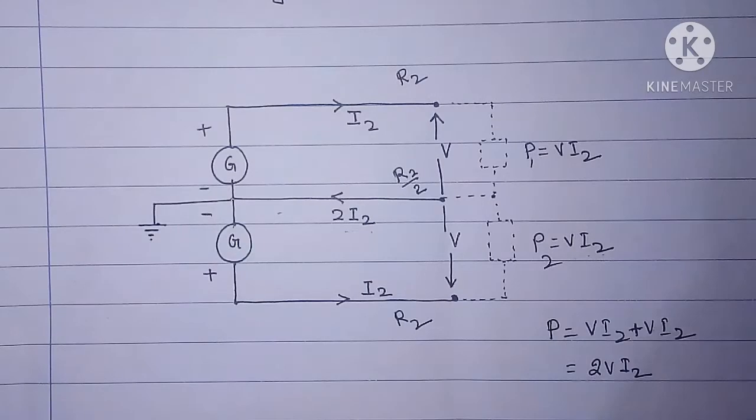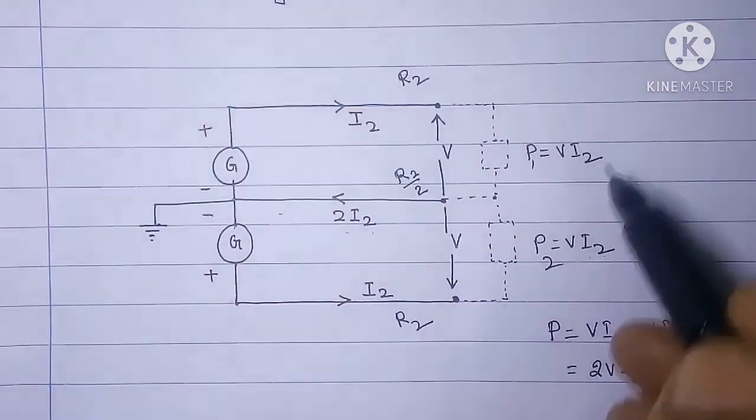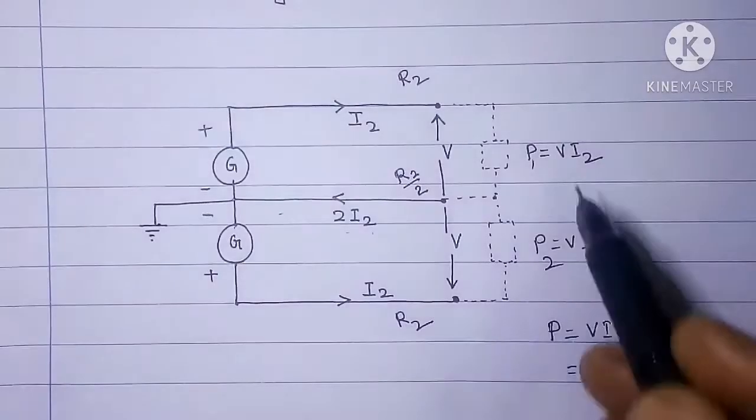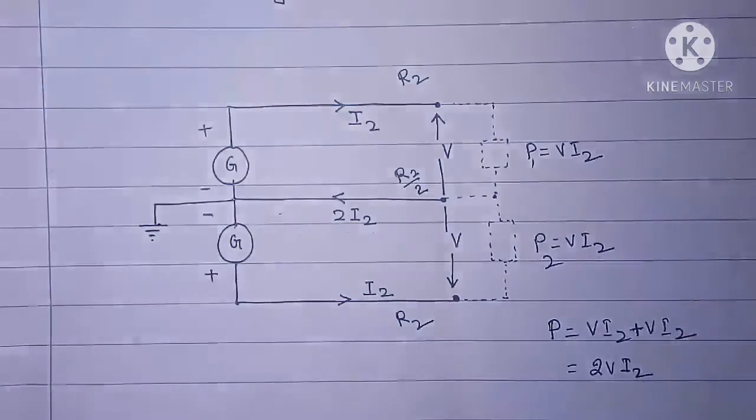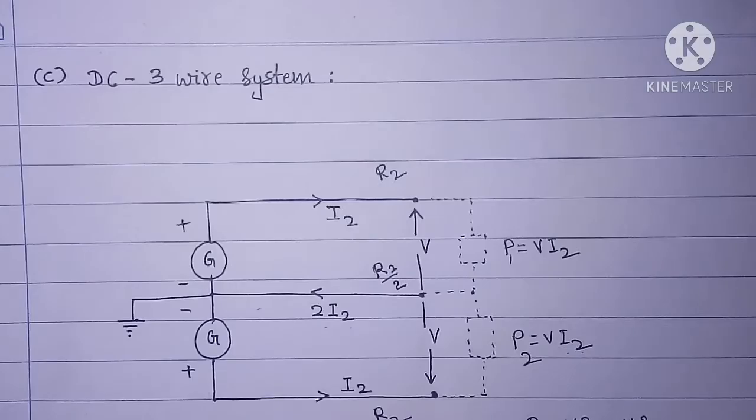The total power supplied is capital P, which is equal to the power supplied by DC two-wire system and DC two-wire system with midpoint earthed. And the total power supplied is calculated as P equal to VI2 plus VI2 because there are two loads connected and each load is taking a power of V into I2. The sum becomes 2 into V into I2. Now let us write about this system here.